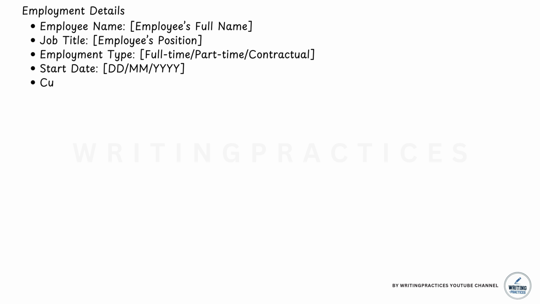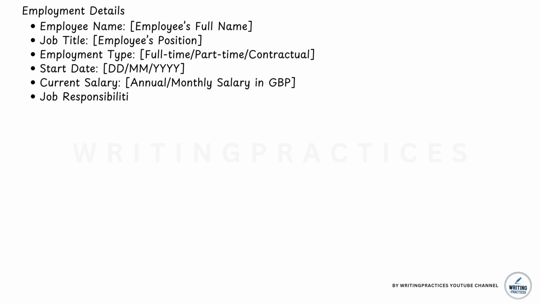Next, you'll need to provide specific employment details in a clear, structured format. This section outlines the employee's work status and role within the company. Example: employee name, employee's full name. Job title, employee's position. Employment type, full-time or part-time or contractual. Start date, DD/MM/YYYY. Current salary, annual or monthly salary in GBP. Job responsibilities, briefly describe key duties and responsibilities.